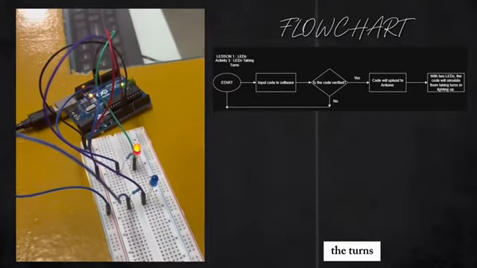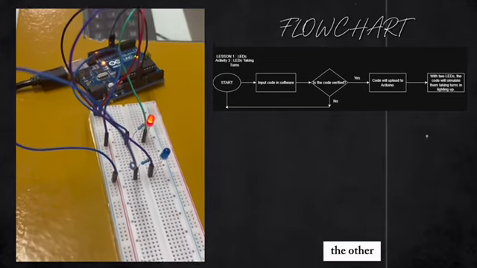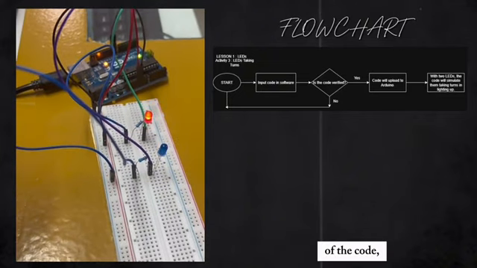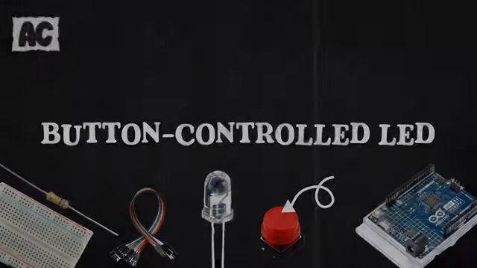The LEDs take turns turning on and off. When one LED lights up, the other turns off. With the help of the code, it maintains the alternating sequence between the two LEDs.